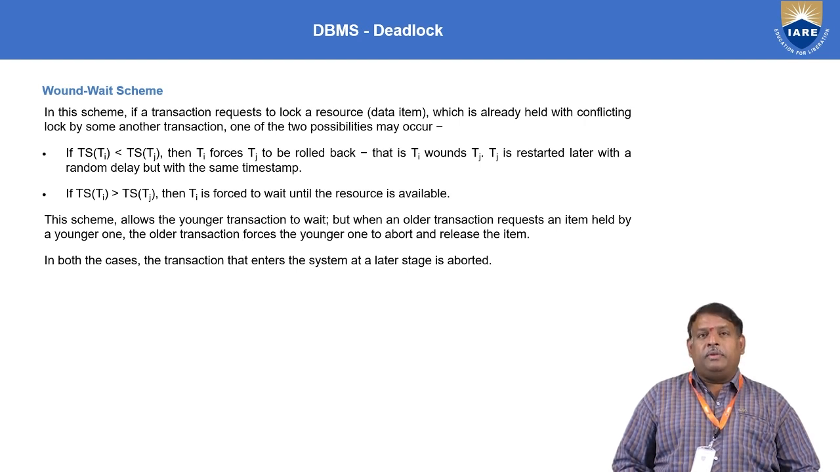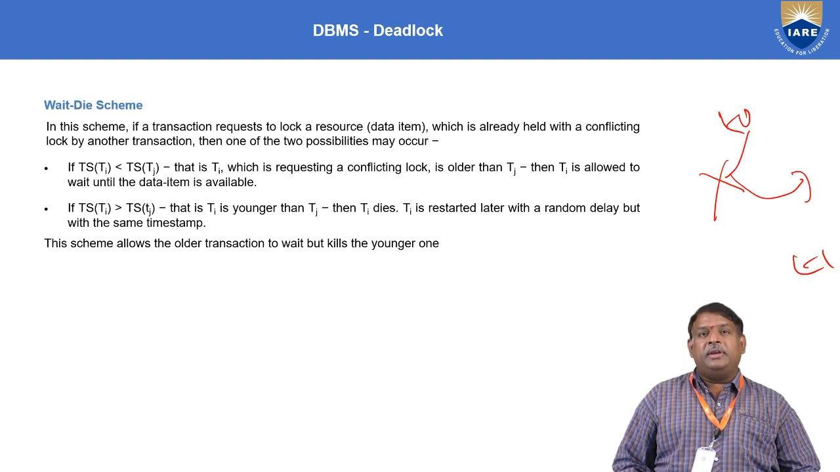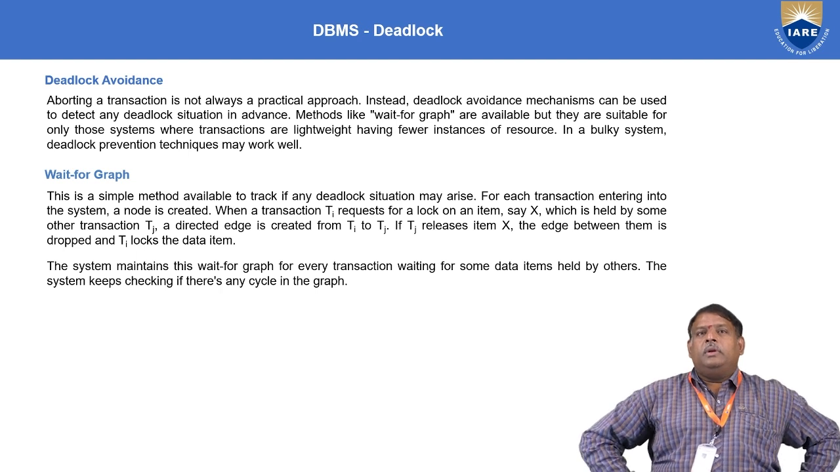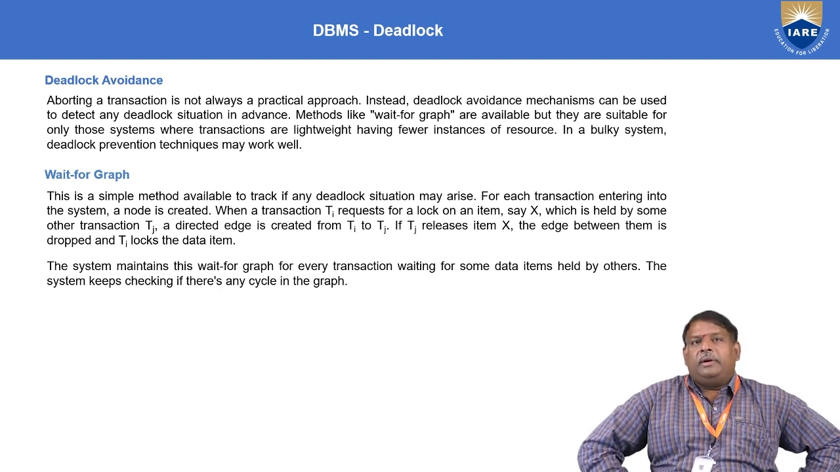This is the wound-wait scheme. Earlier we have seen the wait-die scheme, and we have also seen the wound-wait scheme. Now, how can we avoid a deadlock? Deadlock avoidance.